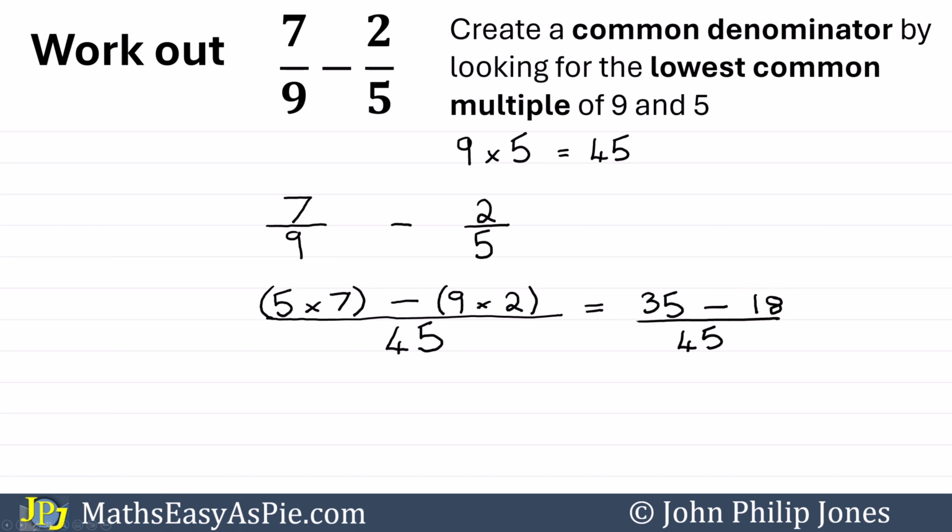divided by 45. And 35 minus 18 is 17, so we get equals 17 over 45. So 7/9 minus 2/5 equals 17 over 45. We cannot cancel down the 17 over 45, so 17 over 45 is the final answer.